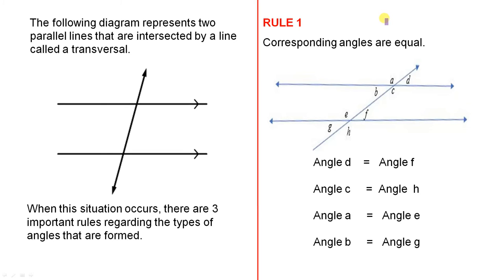This is rule 1. Corresponding angles are equal. What that means is this: that angle D equals angle F. So that angle equals that one. Angle C equals angle H. That angle equals that one. Angle A equals angle E. That angle equals that one. And angle B equals angle G. That angle equals that one. So each of those pairs of angles are called corresponding angles.